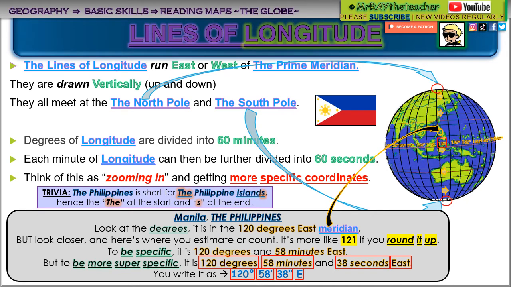And trivia, the Philippines is short for the Philippine Islands, hence the "the" at the start and the "s" at the end. If you wanted to know, it was formerly known as the Philippine Islands. Now it's just called the Philippines or just Philippines.